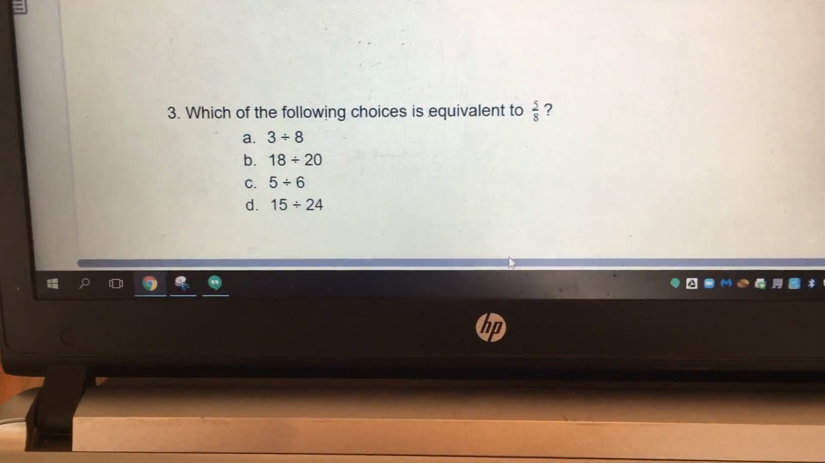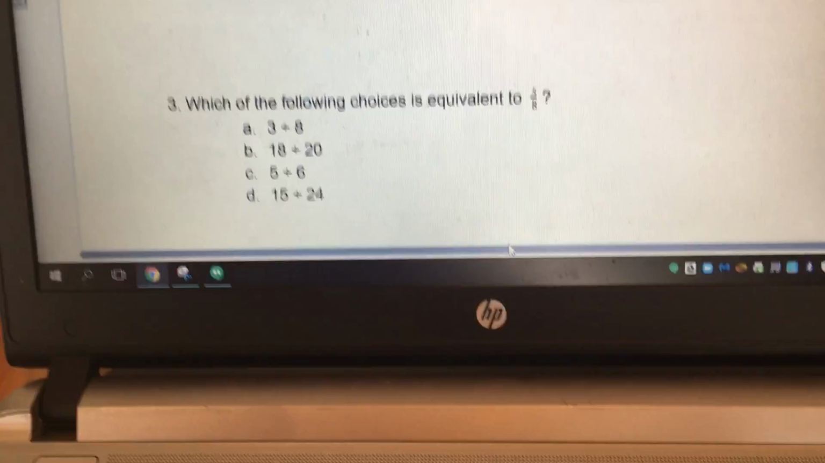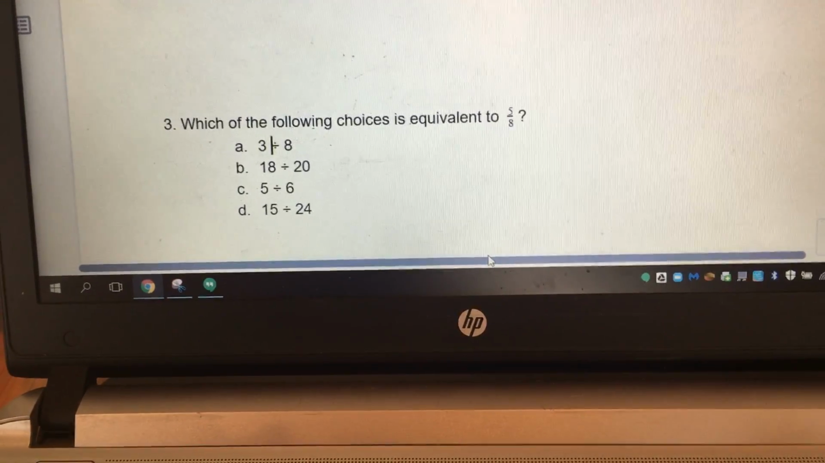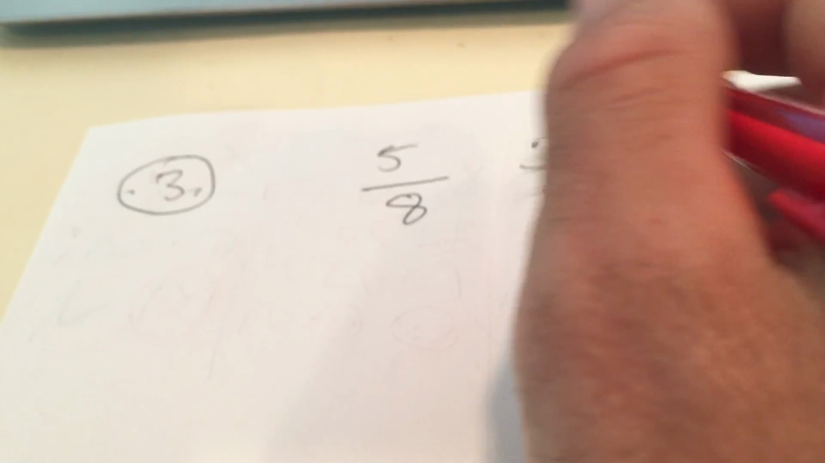So now we have to see which one of these, A, B, C, or D, or which ones of them, we're going to have to try them all, are equivalent to 5/8. Okay, so let's see. Could 3/8, this is from A, 3 divided by 8. So 3/8, does that equal 5/8?